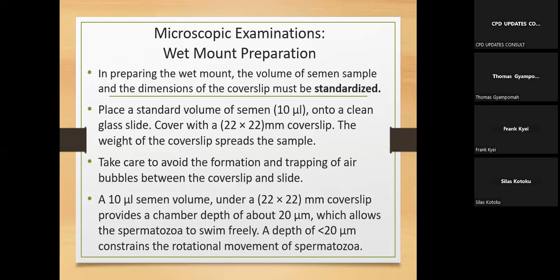That is the standardization we're talking about. Because you have taken 10 microliters, it is known. The size of the cover slip is also known, 22 by 22. So once you know this, you can calculate the depth. This is what I was challenging you to do. You have your suspension, and if you put the cover slip on it, the depth of the suspension under the cover slip can be calculated. This is what we have tried to do all this while.